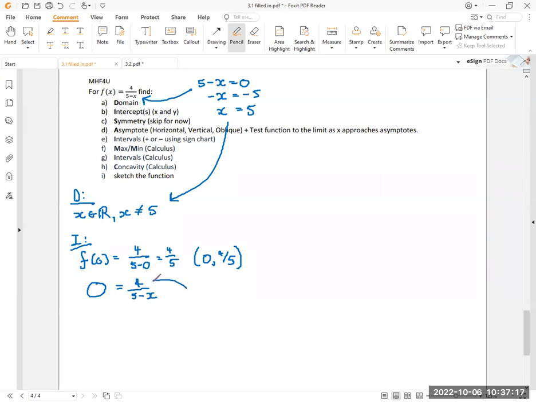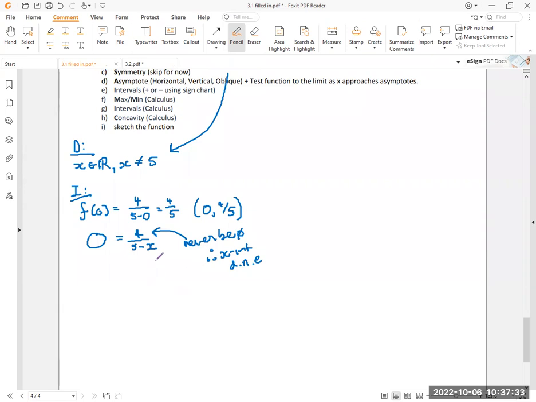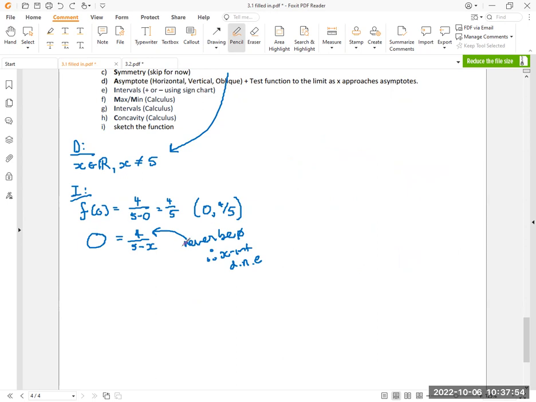Well, that numerator will never be 0. Therefore, the x-intercept does not exist. Question? I'm just using logic here. Any fraction, no matter what the denominator is, 1 over 1,000, 1 over 9999999, it doesn't matter. It's really close to 0, but is it 0? No. So by logic, if the numerator does not have an x, you know that that can never be a 0.